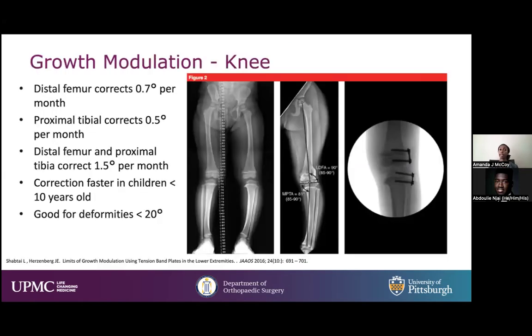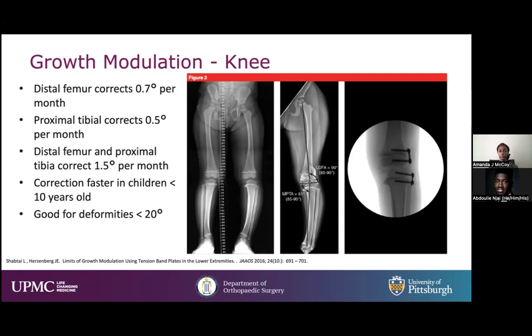So with kids, we're really fortunate because their growth plates are open. So we often can use growth modulation to help correct deformities about the knee and the ankle. Growth modulation is very well described in the literature. For a child with varus knees or valgus knees, you can put a staple or tension band plates to help tether the growth plate that is overactive to allow the slower growth plate to catch up.